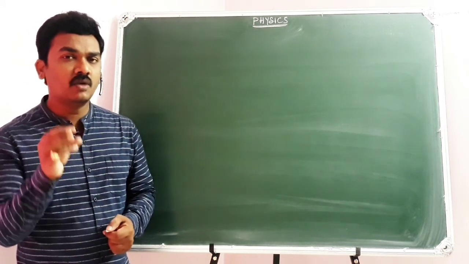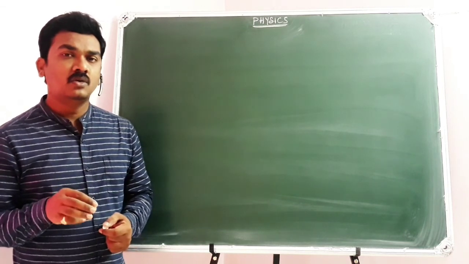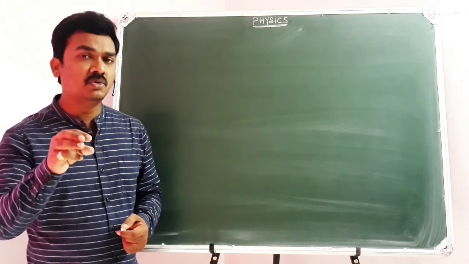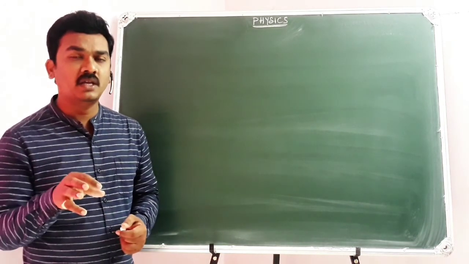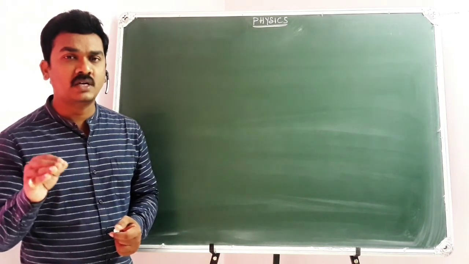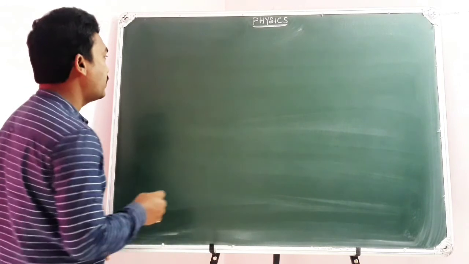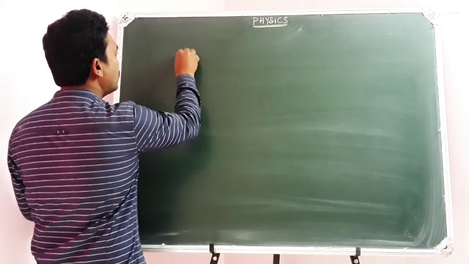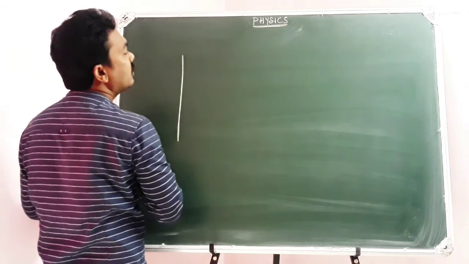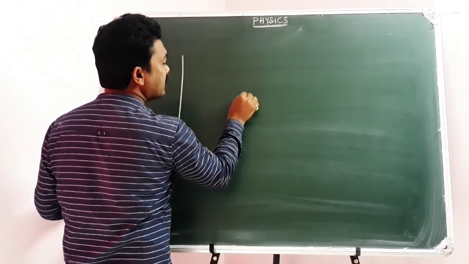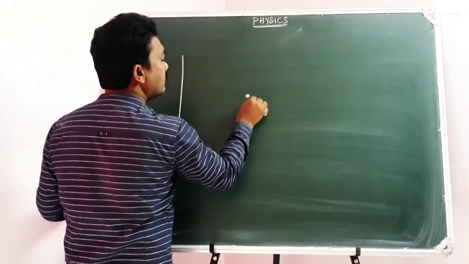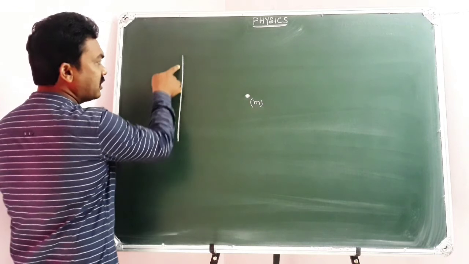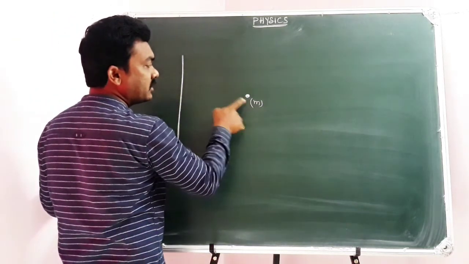Now here we are going to discuss another example to deal with the force of gravitation in the case of continuous distribution of mass, because we could not apply F equals G M1 M2 by R square directly in such cases. For example, look at this example here. There is a long rod and here there is a point mass. Let us suppose the mass of the rod is capital M.